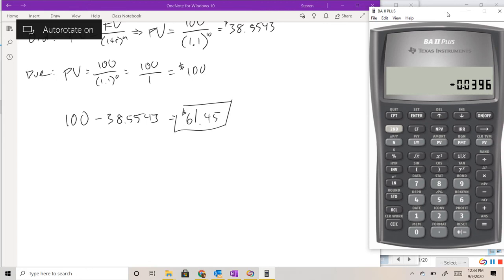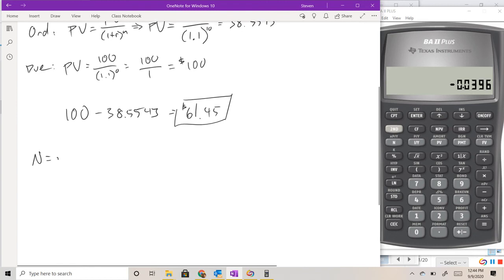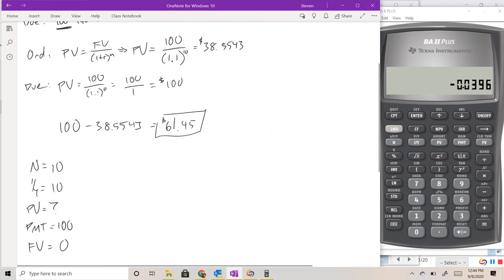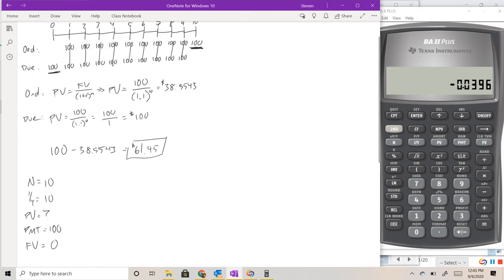All right, now the inputs for these two are going to be exactly the same with the time value keys, where the total number of payments is 10, the interest rate per year is 10%, present value is what we're looking for, payment is 100, and future value is 0. Not because the future value is 0, but because we're solving for present value. So on the payment key and the future value key, what we enter there are the actual cash flows that happen on the timeline. And there's no additional payment at the end of the timeline over and above the actual payments that we've already recorded on the payment key.